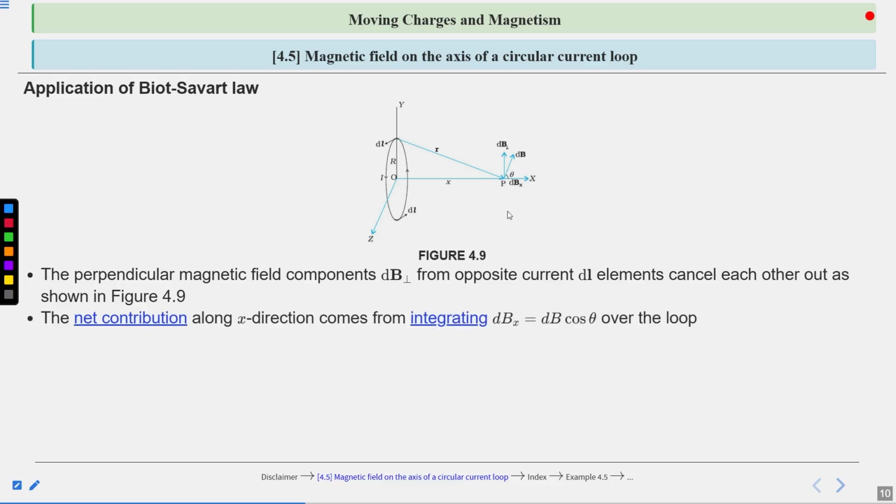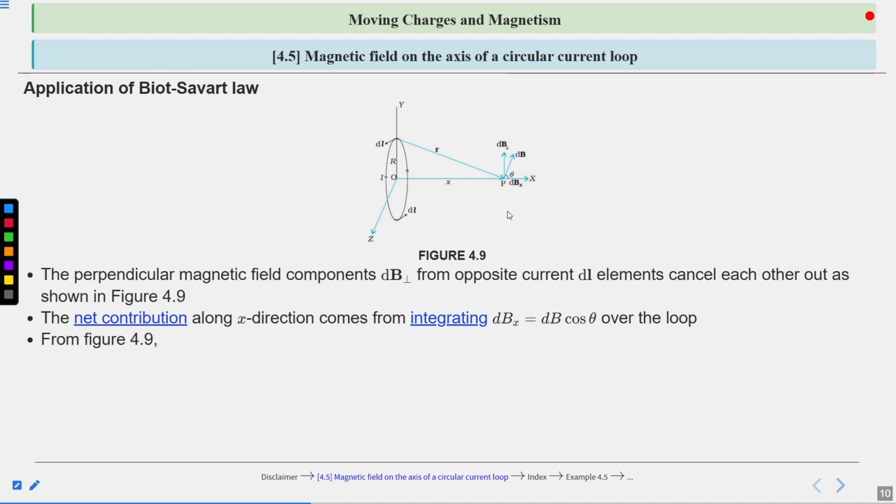The net contribution along the x direction comes from integrating dBx. What is dBx? If the angle between dB and the x axis is theta, then dBx is dB cos theta. We have to integrate dBx over the whole loop. This dBx is due to a very small element on the loop; due to all the elements over the entire loop, we have to integrate dBx, which is equal to dB cos theta over the loop.